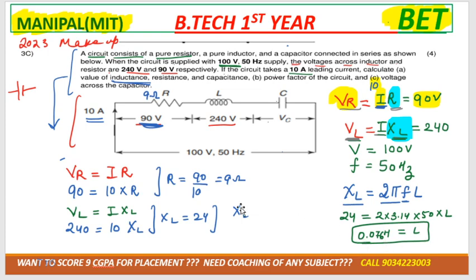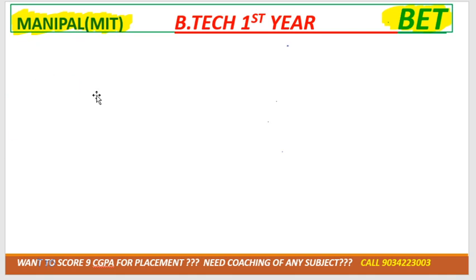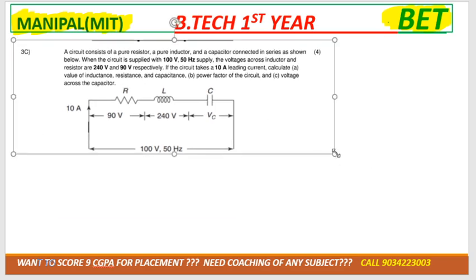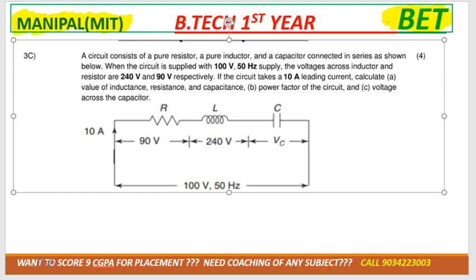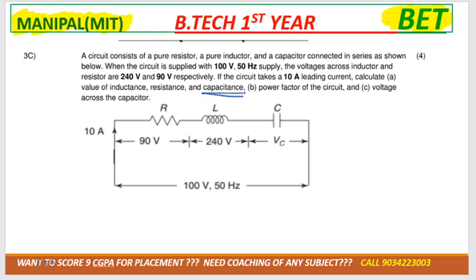See, we get the value for R, that is 9 ohm. They have asked you resistance. We get the value for L, that is 0.076 Henry. Now we need to calculate capacitance. I was a bit confused on that. Again I am copy pasting this. Now what we need to get? The value for capacitance, right? We need to calculate C.